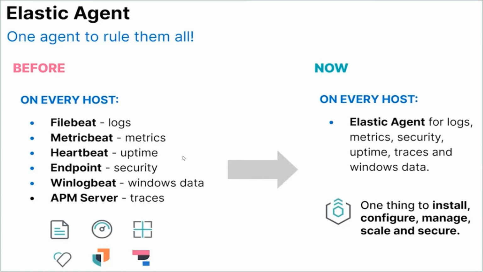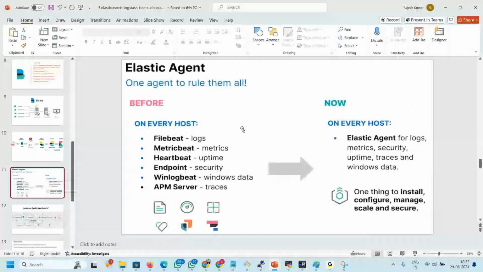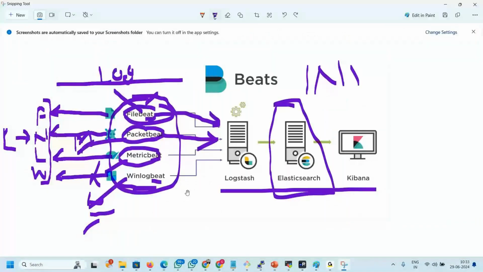Understood now? Earlier, in my case, I was using Filebeat for logs, because we used to do log analysis through ELK. Metricbeat and Heartbeat we were not using because we had a different tool for networking. But now Elastic Agent can do everything: collect logs, metrics, security, and many things. So that means one thing to install, configure, manage, and scale. The whole architecture you see here got converted into one agent, Elastic Agent. Understood now?